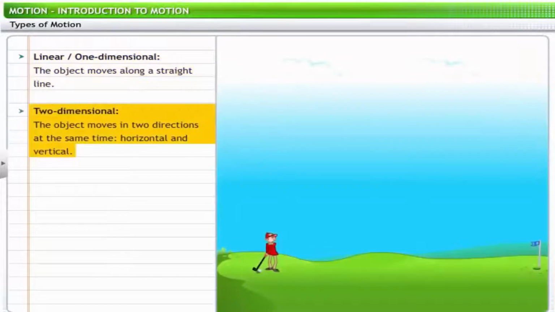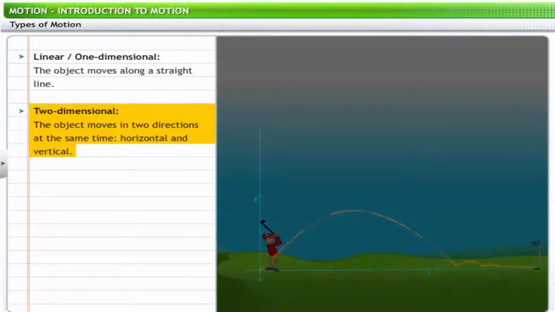In two-dimensional motion, in a given plane, an object moves in two directions at the same time. For example, a golf ball, when hit, flies off making a large parabolic path over the golf course. It travels in two dimensions or directions at the same time, horizontal and vertical.